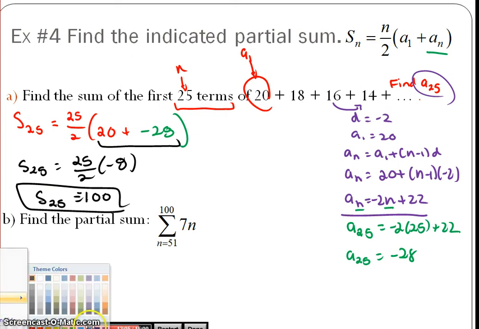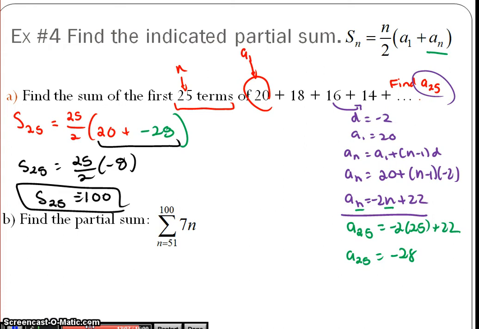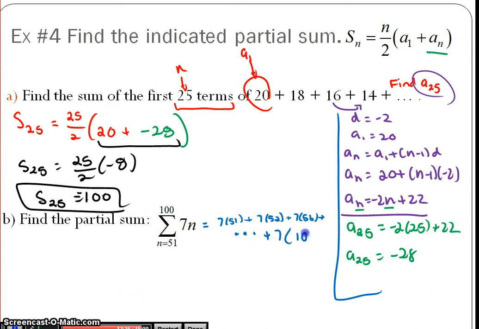So the last problem we have is to find the partial sum. For this partial sum, we want to start by plugging in 51 and go all the way up to 100. If we write this out, remember this means the sum of that pattern. First plug in 51. So it's 7 times 51, plus you keep incrementing, 7 times 52, plus 7 times 53. And I'm not going to write it all the way out, but it'd be dot, dot, dot, plus 7 all the way up to 100.